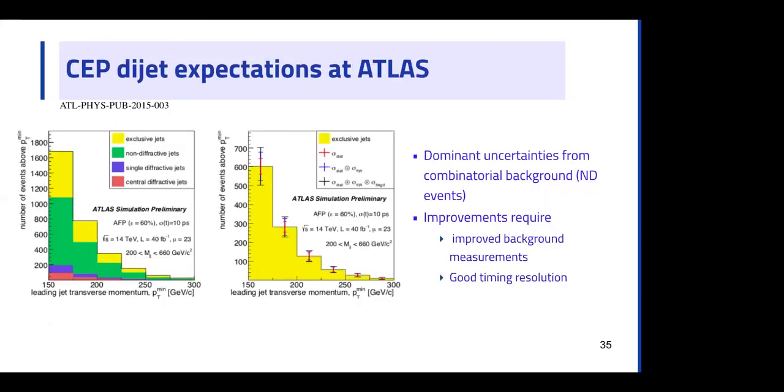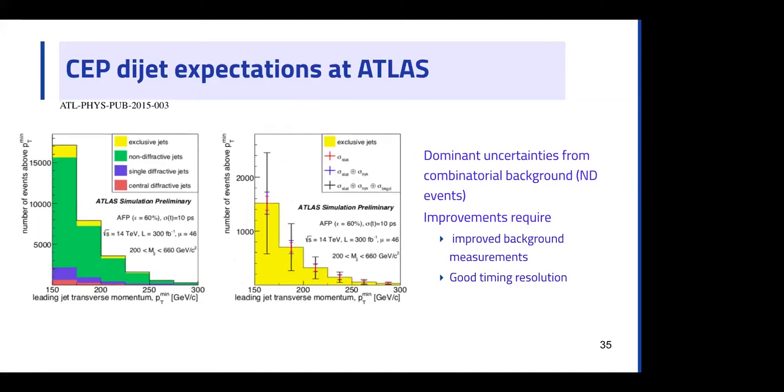So the expectations are shown here for, in this case, 40 inverse femtobarn with mu equal to 23, low luminosity, as the one we had before in Run 2. And you see here, first in green, the dominant background is non-diffractive events with accidental coincidences. And in yellow, we have the expected exclusive jets. Here we see the background subtracted plot and the size of the uncertainties we expect.